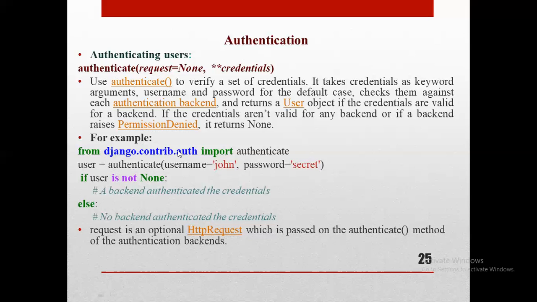Here we have to import authenticate from django.contrib.authentication. We have taken one object, user equals authenticate, and pass the credentials as username and password. Here you can see, if user is not None, then it will check the credentials, else no backend authenticated credentials are there. Here you can see the request is optional. This is about the authenticate function for authenticating users.